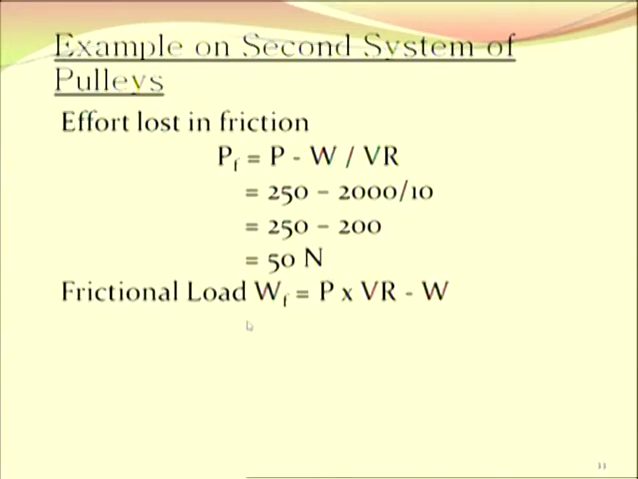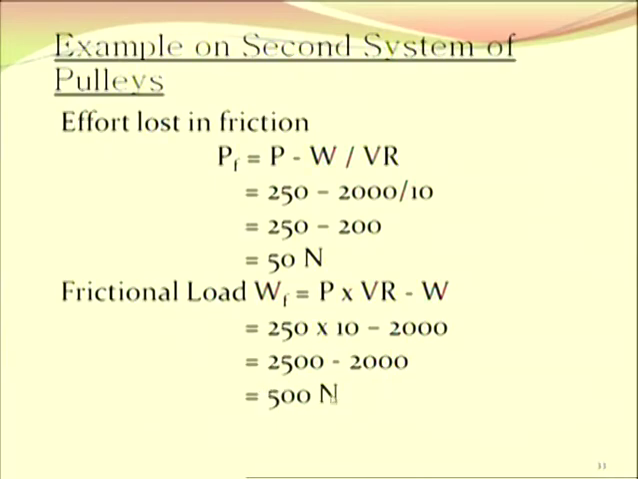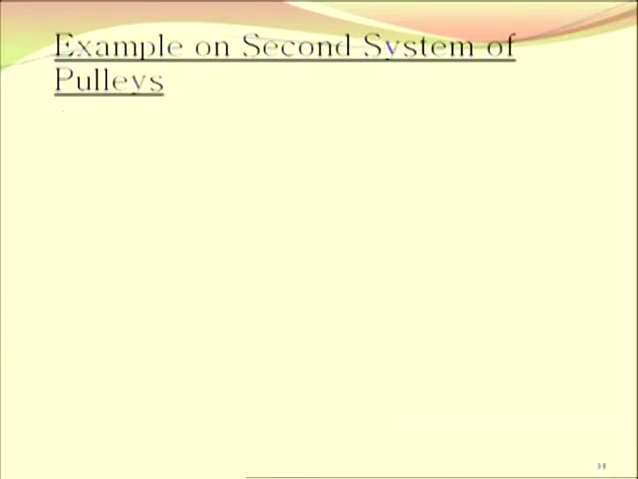Now frictional load WF, that is P into VR minus W, that is effort into velocity ratio minus load. Putting the values of effort, velocity ratio and load in it, we have 250 into 10 minus 2000. That results as 2500 minus 2000. Finally we can say that it is 500 Newton. So frictional load is 500 Newton and frictional effort is 50 Newton.